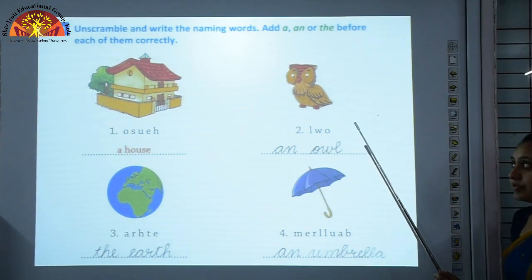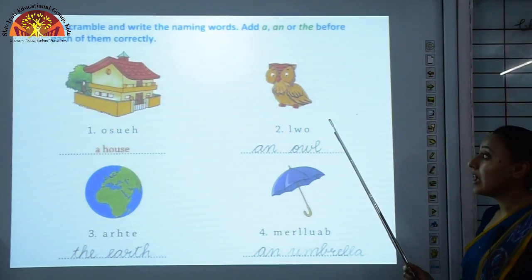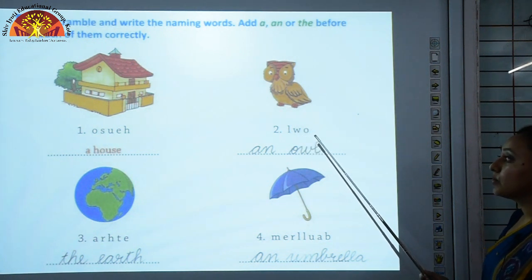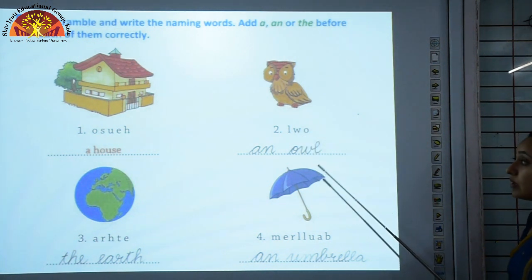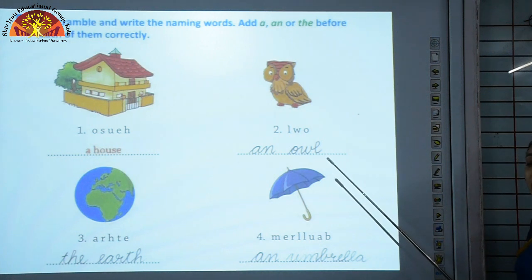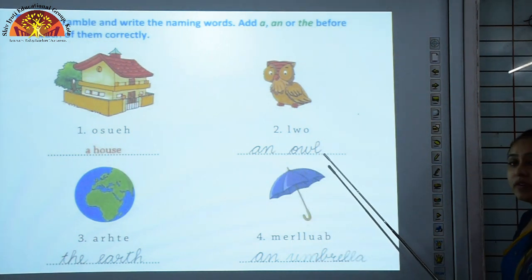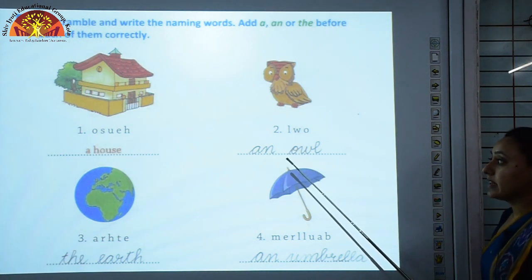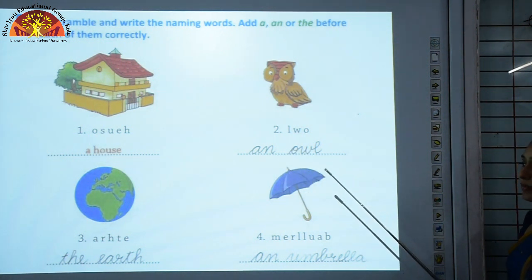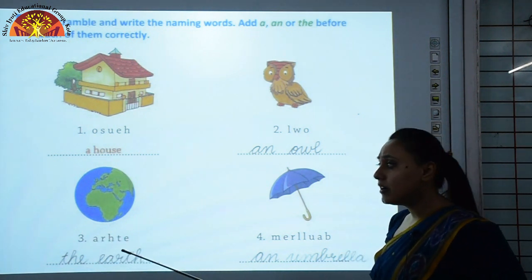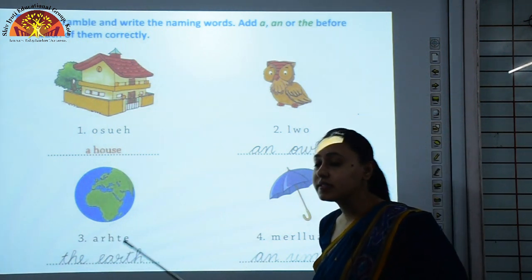Now look here children, this is the picture of a bird, owl. Letters given to you are L, W, O. So it will become owl, O-W-L, owl, and owl is a vowel sound word, so we will add N before owl, A-N, an owl.